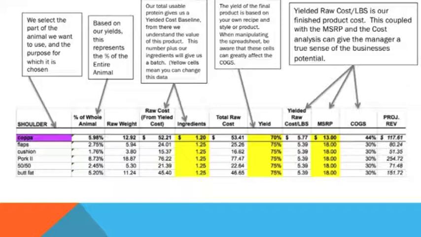Going back one column, this yield here is an adjustable number. Depending on when your product meets its 5-log reduction, it may not be at 70%. Your water activity and your pH drop may be significant at 76% or 77%. And we'll demonstrate that quickly to see how those affect this number here, this yielded raw cost. And then your MSRP is your suggested retail price. These are assumptions here. These are made up numbers. But they can be specific to what you're charging currently, and then that will feed out your projected revenue for each piece.